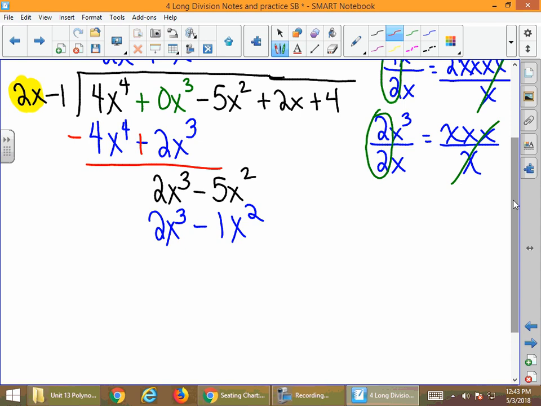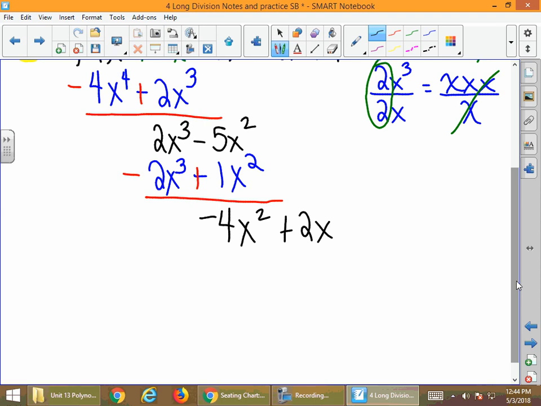Change those signs. And when we do, the 2x cubes cancel out, and we've got negative 5x squared plus 1x squared, which is negative 4x squared. Negative 5 plus 1. We need to bring down the next value, which in this case is plus 2x. And we're going to go through the same process again.